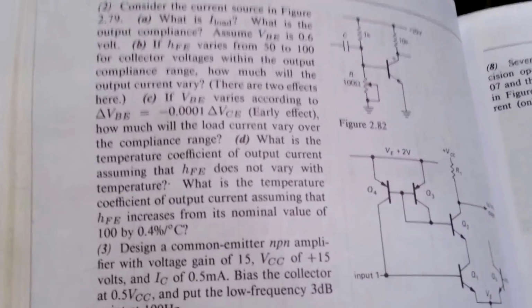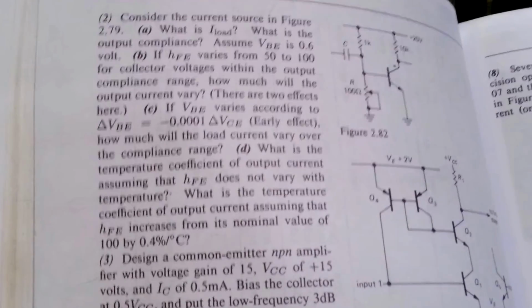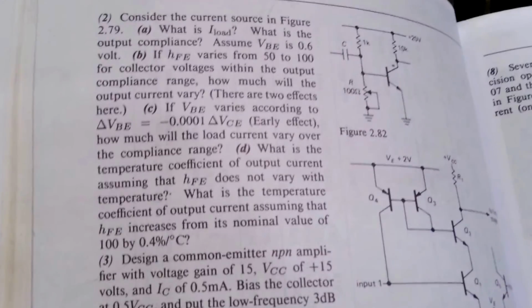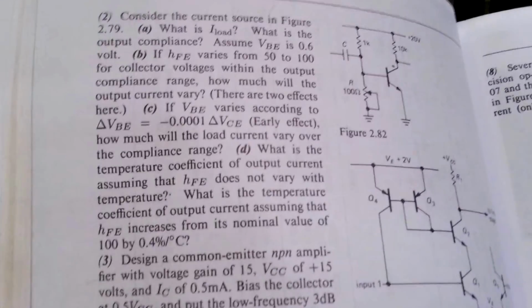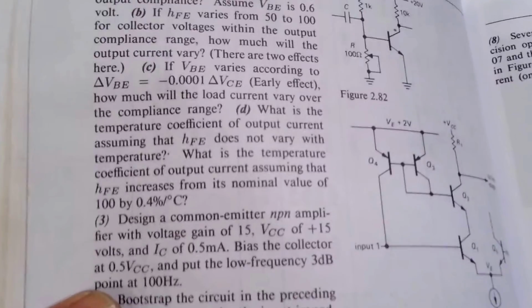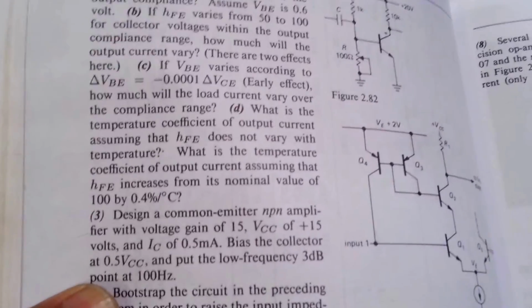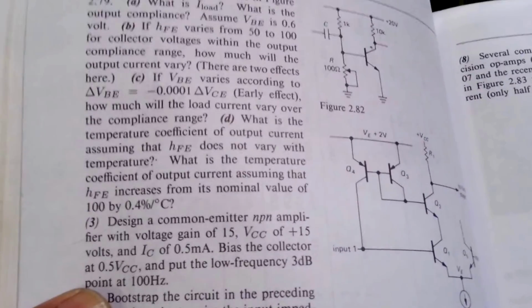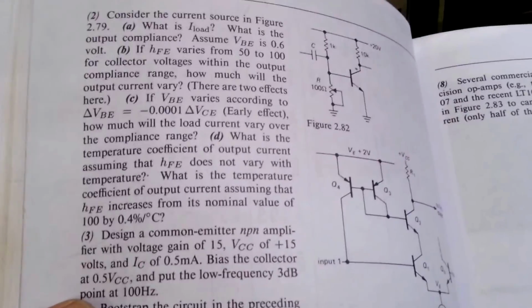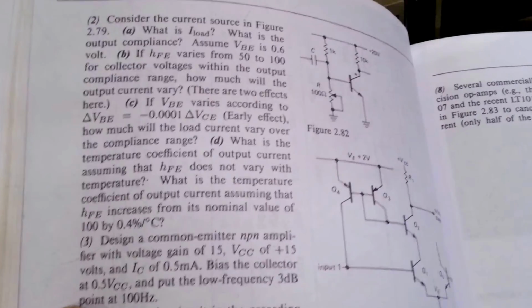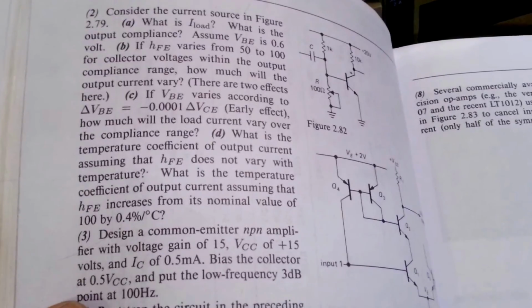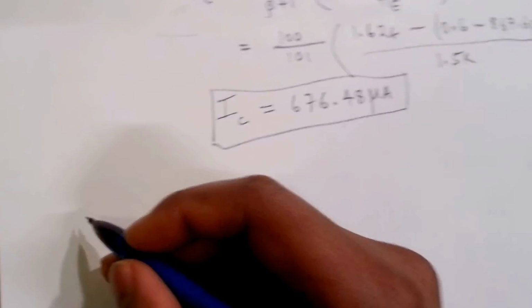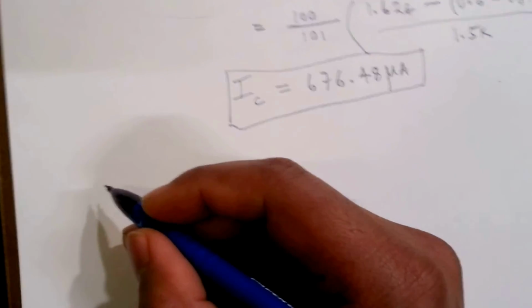Okay, now that we have solved part C, let's go to part D. And part D says, what is the temperature coefficient of output current assuming that HFE does not vary with temperature? So that's the first part. This one's quite involved, and the actual derivation involves quite a bit of calculus, so I'm not going to go through it here. But in the book, the actual change in voltage of VBE due to temperature change is given by this relationship, which I will just give you. And if you want an actual derivation of it, you can Google it and you'll get the actual derivation.